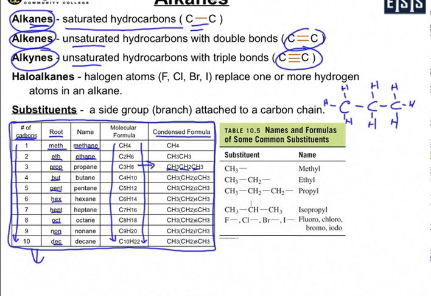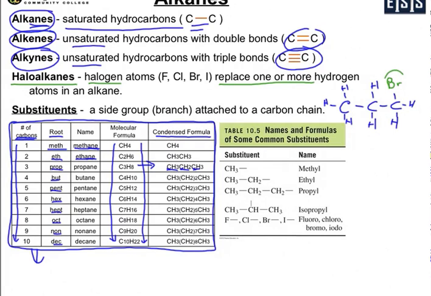Okay, now if I look here at the little drawing I just did, if I take away one of the hydrogens, and let's put a halogen in there, bromine. That class of hydrocarbons is called a haloalkane. And again, halo meaning halogen. So it's an alkane with a halogen on it. You see that if you replace one or more of the hydrogen atoms in an alkane with a halogen, either fluorine, chlorine, bromine, or iodine, then you have a haloalkane.